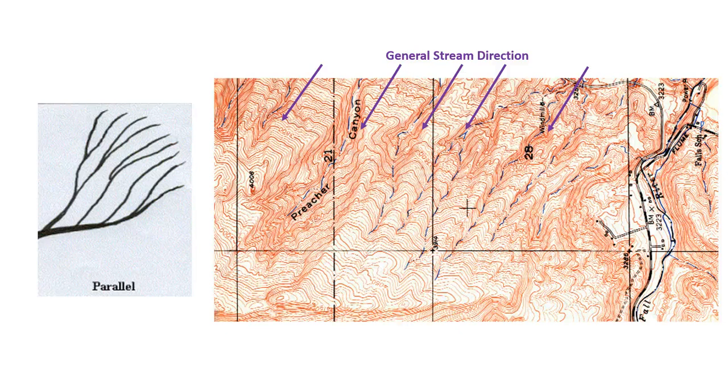In summary, in this video we have learned how to look at stream patterns to determine the type of stream pattern that is formed. Determining the type of stream you have is based on three items: the general shape of the streams, the location in which they are found, and the underlying geology.